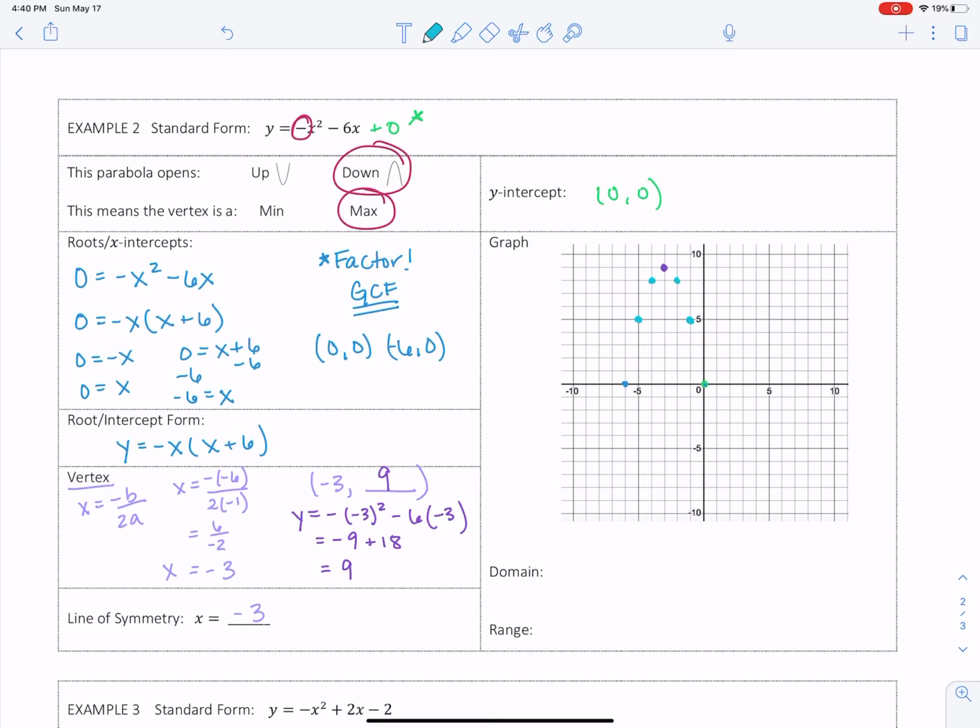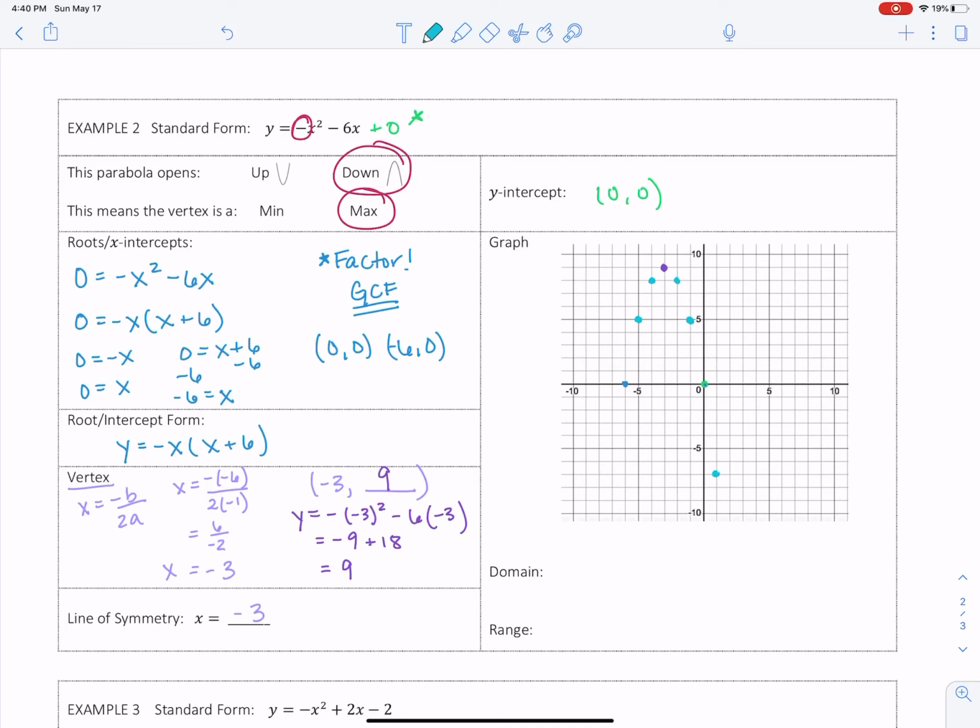And I'm going to show you that you can actually go 4 over. So I'm going to go 1, 2, 3, 4 to my right. And I'm going to go 16 down. So if I go to my x-axis, that's 9, 10, 11, 12, 13, 14, 15, 16. Hopefully you were counting with me.